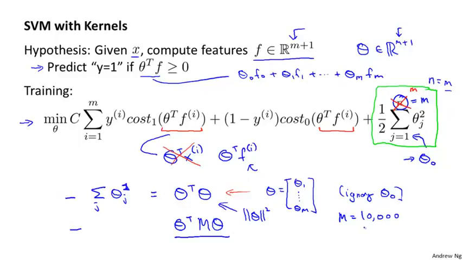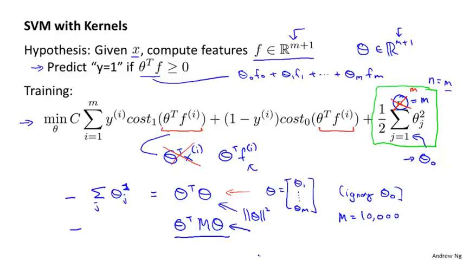So as a mathematical detail, which again you really don't need to know about, it actually modifies that last term a little bit to optimize something slightly different than just minimizing the norm squared of theta. But if you want, you could feel free to think of this as an implementational detail that does change the objective a bit, but is done primarily for reasons of computational efficiency. So you usually don't really have to worry about this.